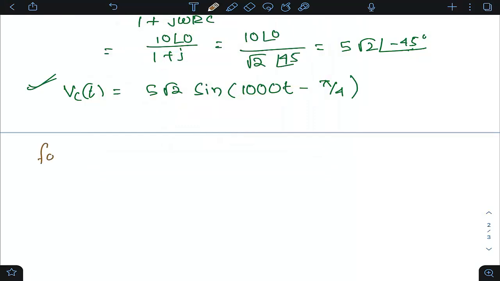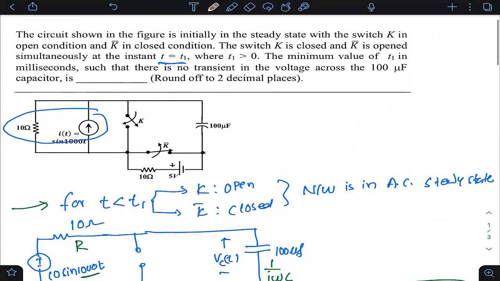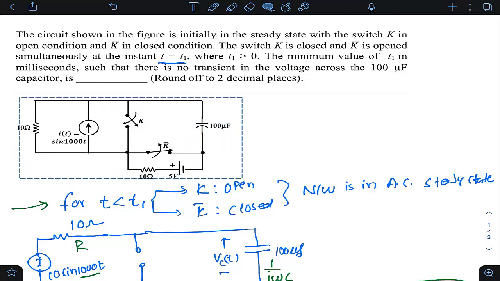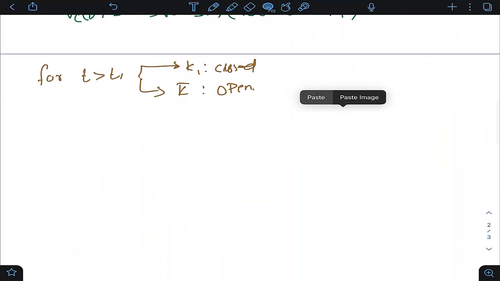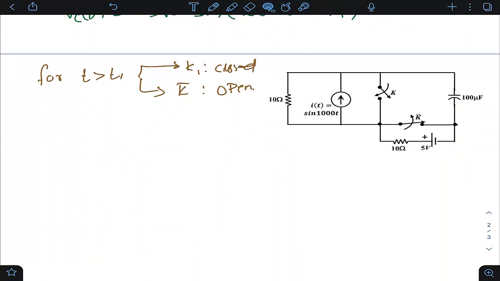For t greater than t1, students, what is happening? They are saying that your switch K is closed and this K bar is open. K is closed and K bar is open. So let me copy these circuits so that I can easily work. So now K is closed and K bar is open. How will the circuit look?